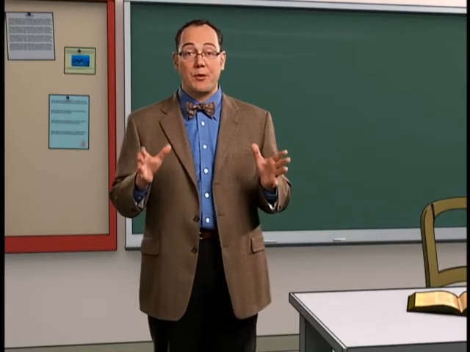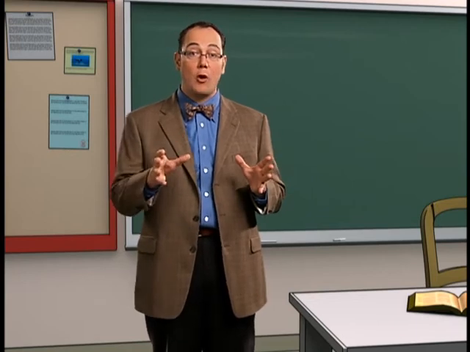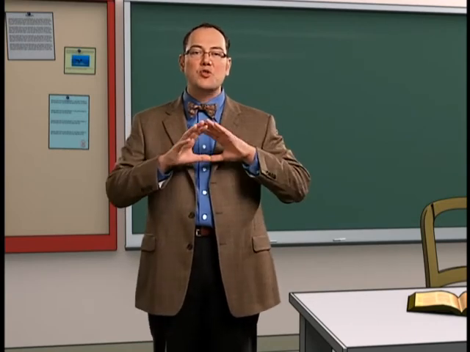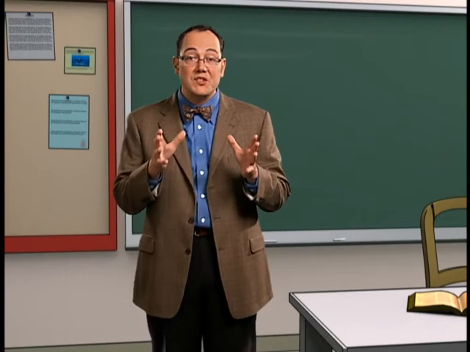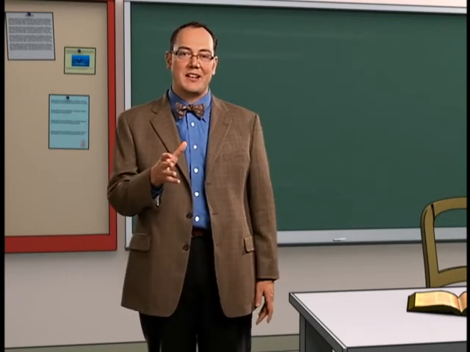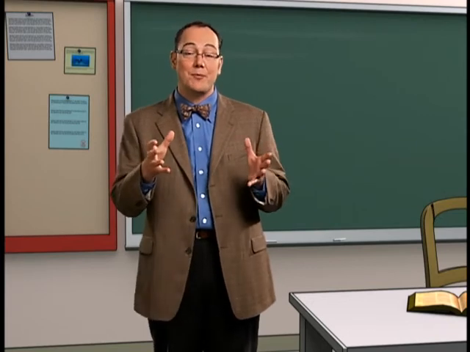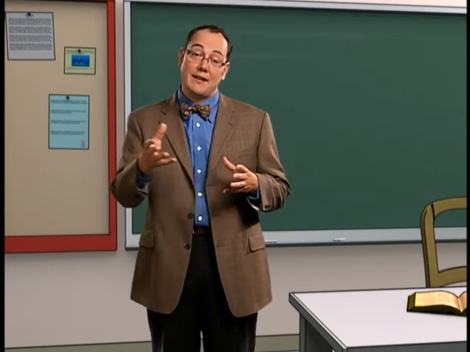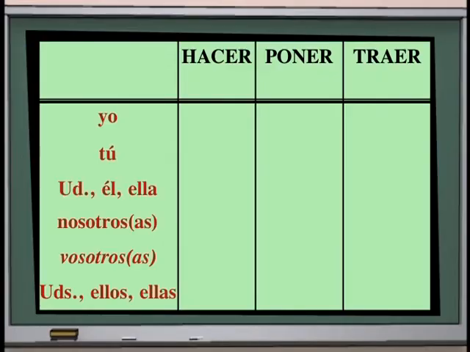Since the stem for the present subjunctive is the yo form of the indicative, and since almost all verbs form the present subjunctive in the same way, most irregular verbs in the indicative are actually regular in the present subjunctive. Let's have a look. First, we find the stem from the present tense of the indicative yo form by dropping the o ending from hago, pongo, and traigo. Next, we add the subjunctive endings.